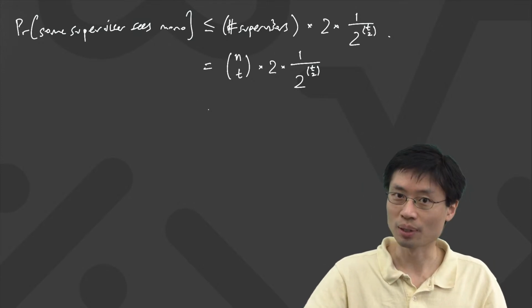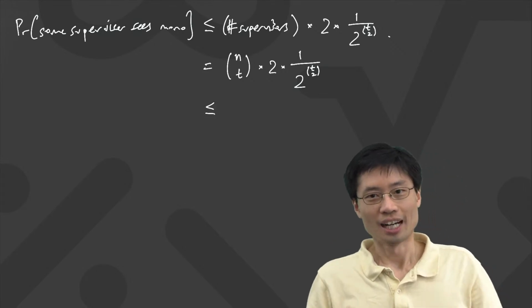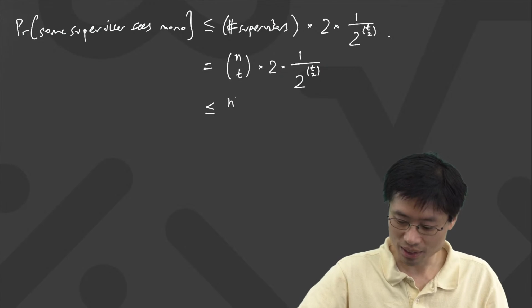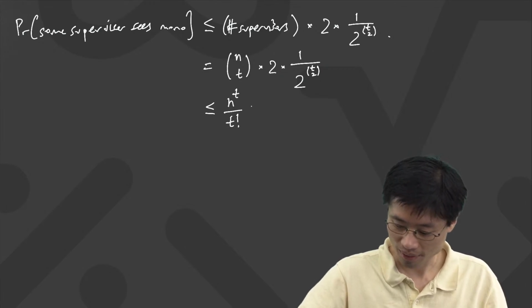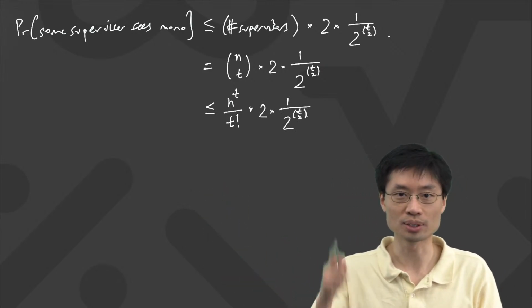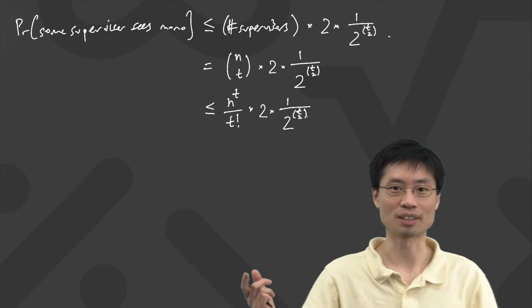But before remembering what n is, I actually want to use another inequality. I don't like these chooses. I'm going to use something that came up earlier today. N choose t is at most n to the power t over t factorial, and then times 2 times 1 over 2 to the power t choose 2. We already saw this earlier today. N choose t is at most n times n minus 1 times n minus 2, do it t times, and then divide by t factorial.